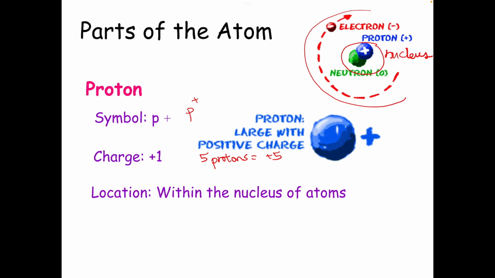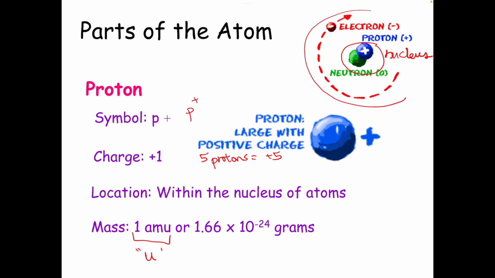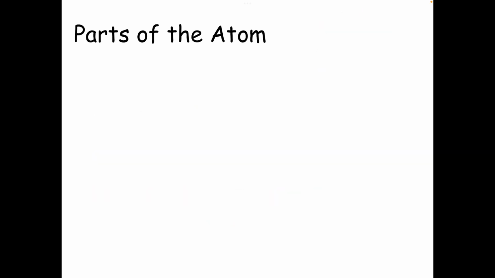Where are the protons located? Within the nucleus. And the mass of a proton is 1 AMU, or 1.66 times 10 to the negative 24 grams. Only the AMU will be required to be known on the Regents. You'll also see that an AMU is sometimes known as just a u. So you might see 1 u, and that would be the mass of a proton.